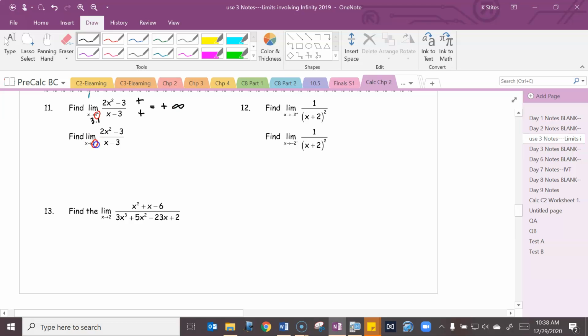Here we're approaching 3 from the left. So again, you can't plug in 3 because then you get a 0 in the denominator. But we're approaching it from the left, so think of something really close to 3 on the left, like a 2.9. 2 times 2.9 squared minus 3, well, that's a positive. 2.9 minus 3, that's a negative. A positive divided by a negative is a negative.